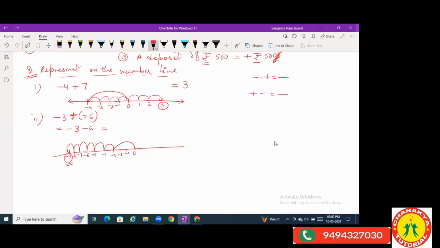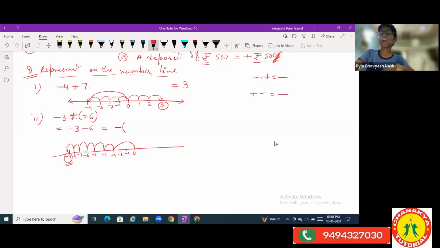Yes, -9. Now if we have to do this same thing without the number line, how would you do this? Look here, children. Both these numbers have a negative sign. So what do we do in this case? We take the negative sign common outside, out of the two numbers. Are you understanding?